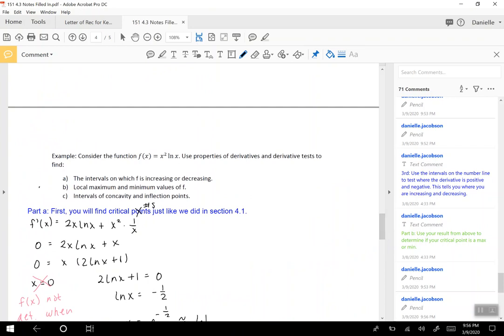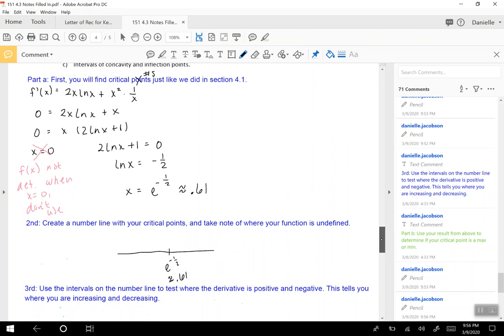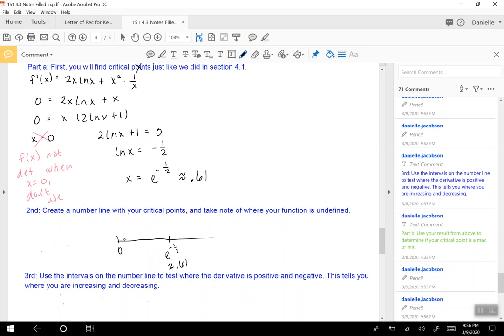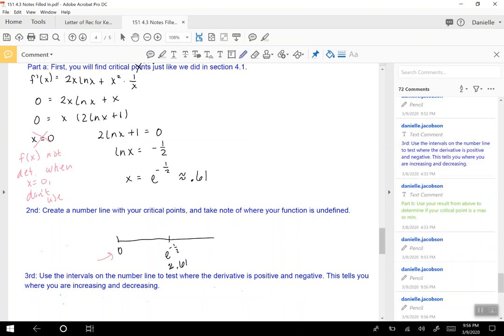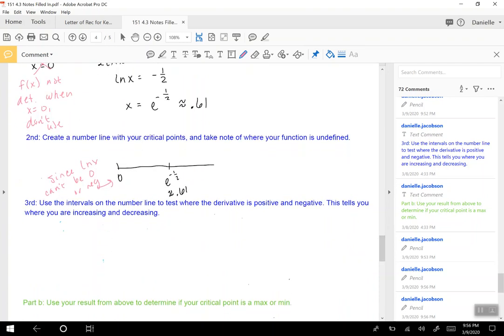Okay, and then notice that in this original function, which I've discussed already, we have the natural log. With a natural log function, it's not defined at 0 and it's not defined at any negative x values. So I know I have to stop this number line at 0, because ln of x can't be 0 or negative. So I have to stop the function there because that's where it is not defined. From here, I'm going to use the intervals from my first part to test each side of the 0.61 and figure out what's going on there.